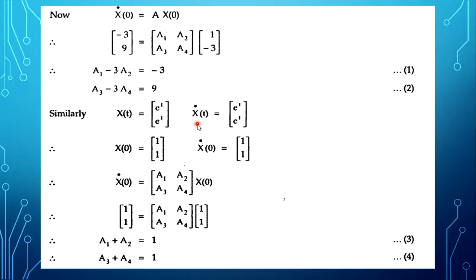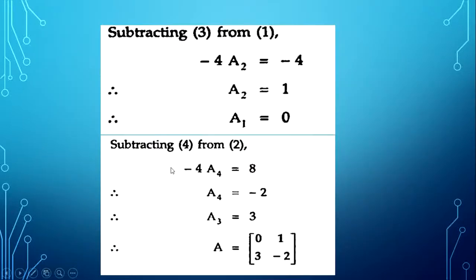The second x of t is e to the power t, e to the power t. From here x dot of t, when we differentiate e to the power t, it will be e to the power t, the same thing. X of 0, if t is 0, e to the power 0 is 1, 1. X dot of 0 again is the same, 1, 1. Now we will write it in the matrix form.